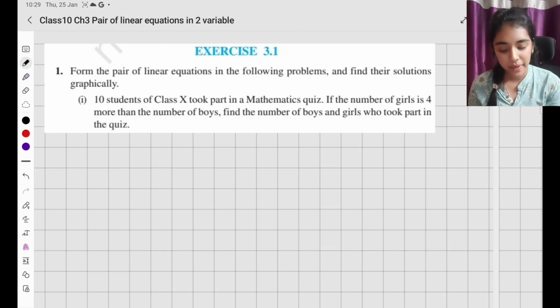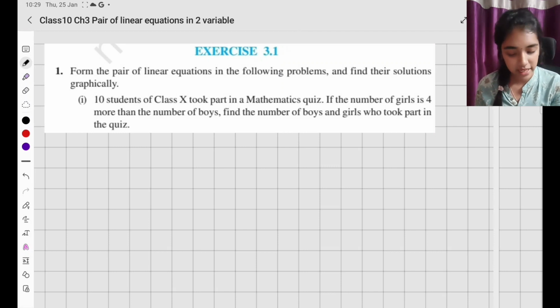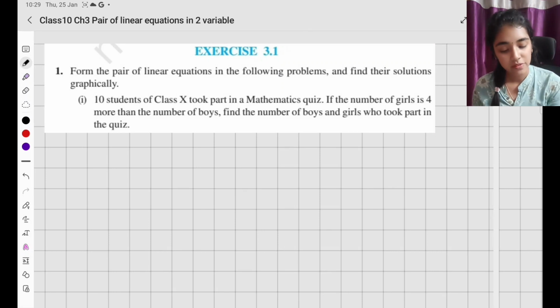Now, from the pair of linear equations in the following problems, find their solutions graphically. Okay, so ipo first 10 students of class 10 took part in a mathematical quiz. Okay, மொத்தம் எத்தனை students? 10. If the number of girls is 4 more than number of boys. So, இப்போ இங்க யார் இருக்கா? 2 பேர் இருக்காங்க. Girls, boys.